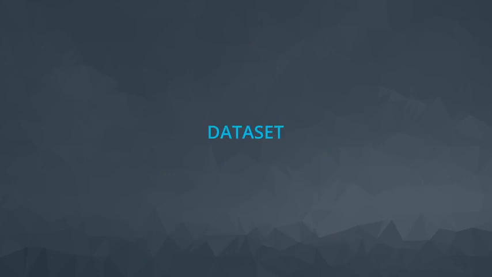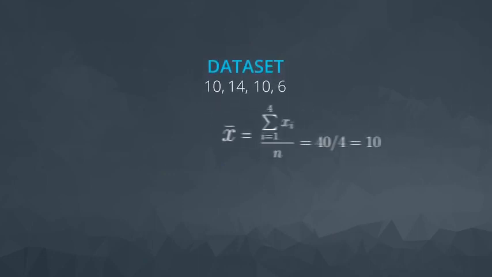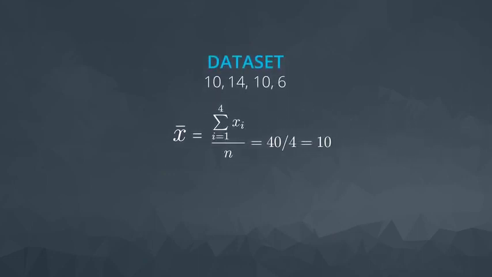Imagine we have a data set with four values, 10, 14, 10, and 6. The first thing we need to do to calculate the standard deviation is to find the mean. In notation, we have this as x bar. For our values, the sum is 40, and we have four numbers. So the mean is 40 over 4, or 10.